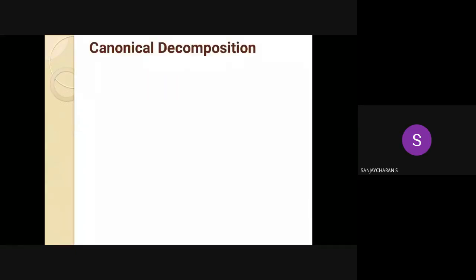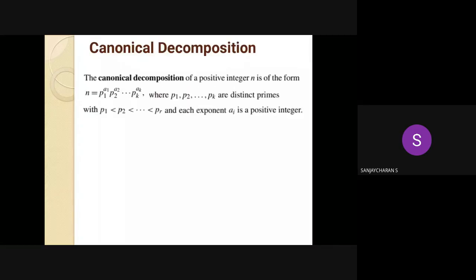Now see the definition of canonical decomposition. The canonical decomposition of a positive integer n is of the form n equals p1 power a1 into p2 power a2 and so on up to pk power ak, where p1, p2, ..., pk are distinct primes with p1 less than p2 less than and so on, that is, the primes are in ascending order, and each exponent ai is a positive integer. This is the definition of canonical decomposition. It is nothing but prime factorization with the prime numbers in ascending order. That's all.